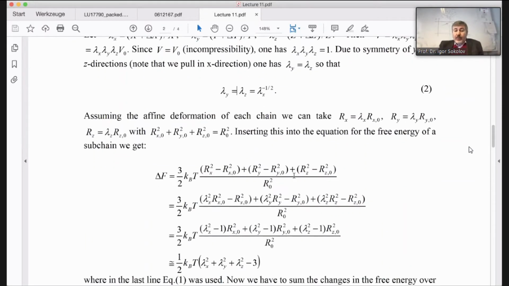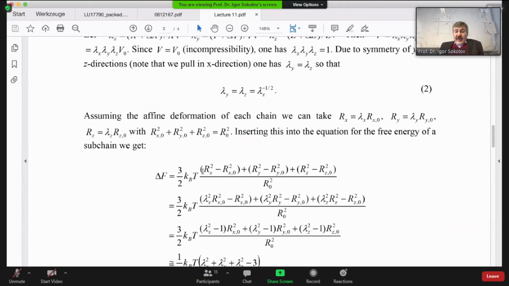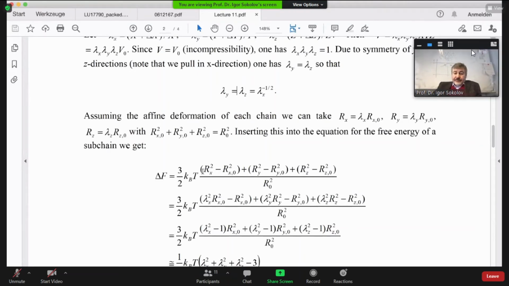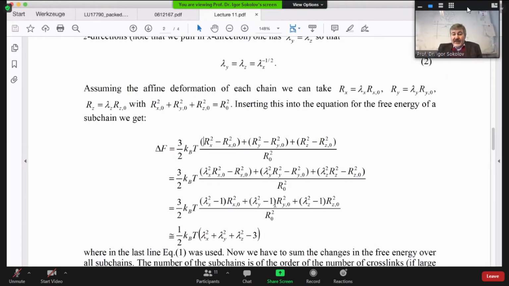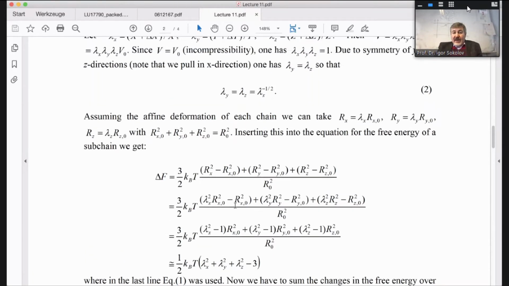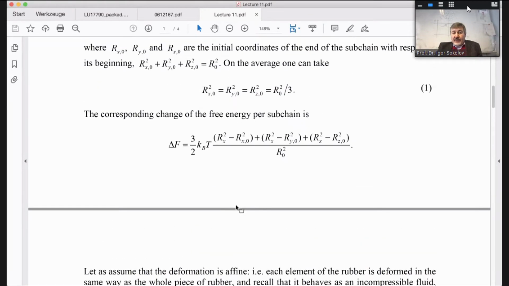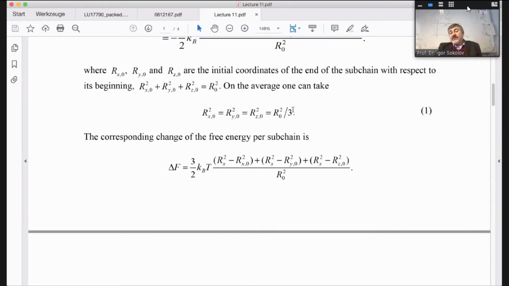And now I put this here. So I say Rx, Ry, Rz are the corresponding lambdas times the unperturbed distance. And then I collect all the multipliers, and then I say these two are equal, and each of them is equal to R0 squared divided by 3.